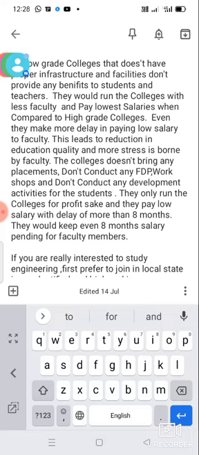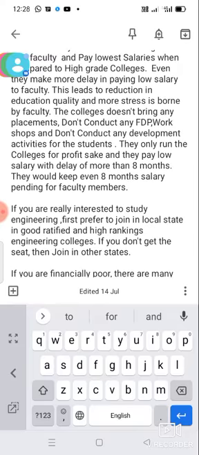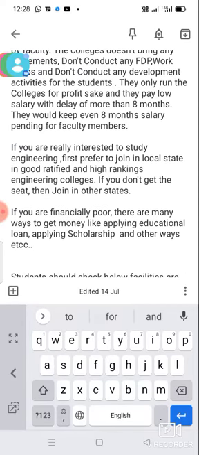They only run the college for the sake of profit, and they pay low salary with a delay of more than 8 months. They would keep even 8 months of salary pending for faculty members. So dear students, if you are really interested to study engineering, first prefer to join good accredited and high ranking engineering colleges in your local state.